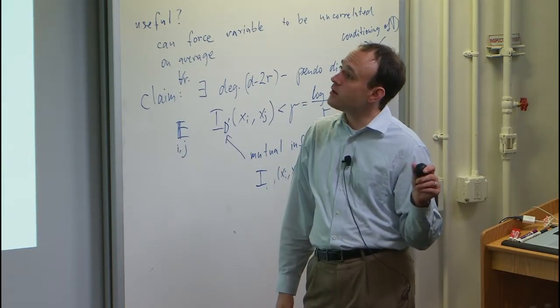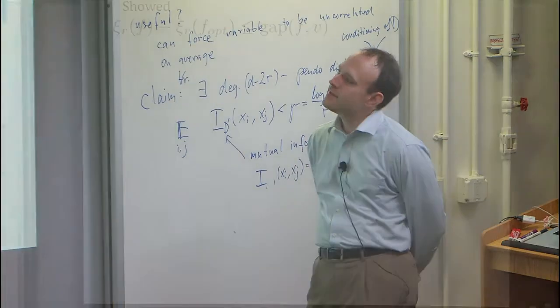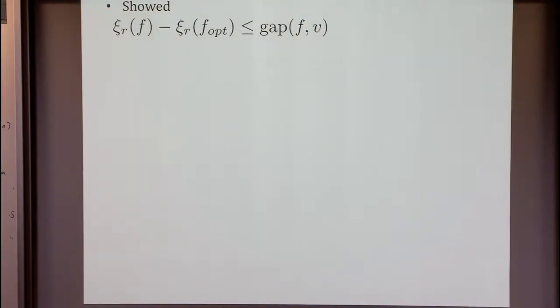Okay, so what have we shown? We've shown now that the difference between our present flow and our optimal flow is bounded by the gap, and we've also computed the gap.